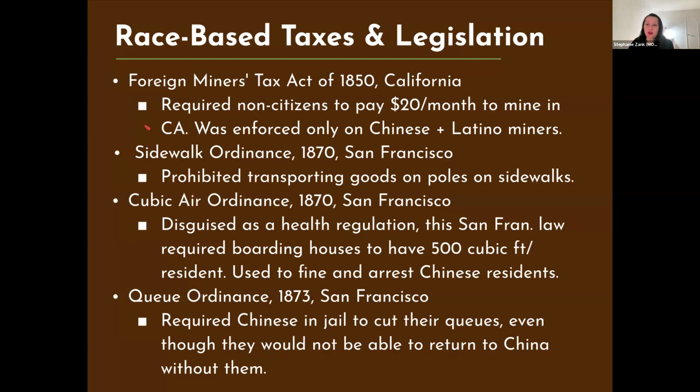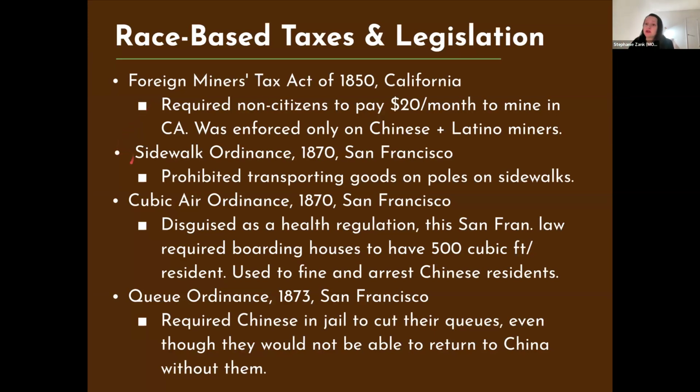So a big one and a very early one is the Foreign Miners Tax Act of 1850 in California. So on paper, it requires all non-citizens who want to mine in California to pay $20 a month. Who is it really being enforced on? People who are identifiable, Chinese and Latino miners.